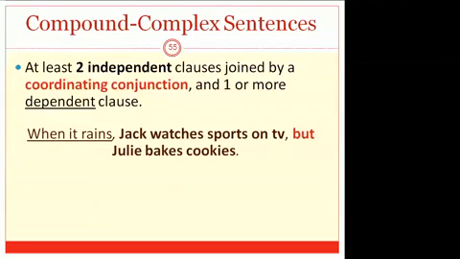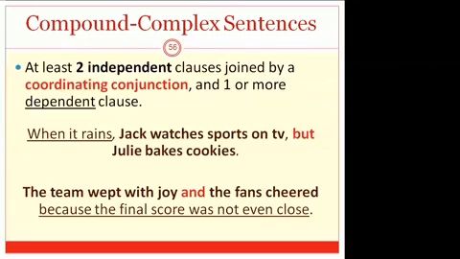In addition to that compound structure, we also have a dependent clause with the subordinated clause when it rains. When it rains, Jack watches sports on TV, but Julie bakes cookies. Another example of a compound complex sentence would be, the team wept with joy and the fans cheered because the final score was not even close.